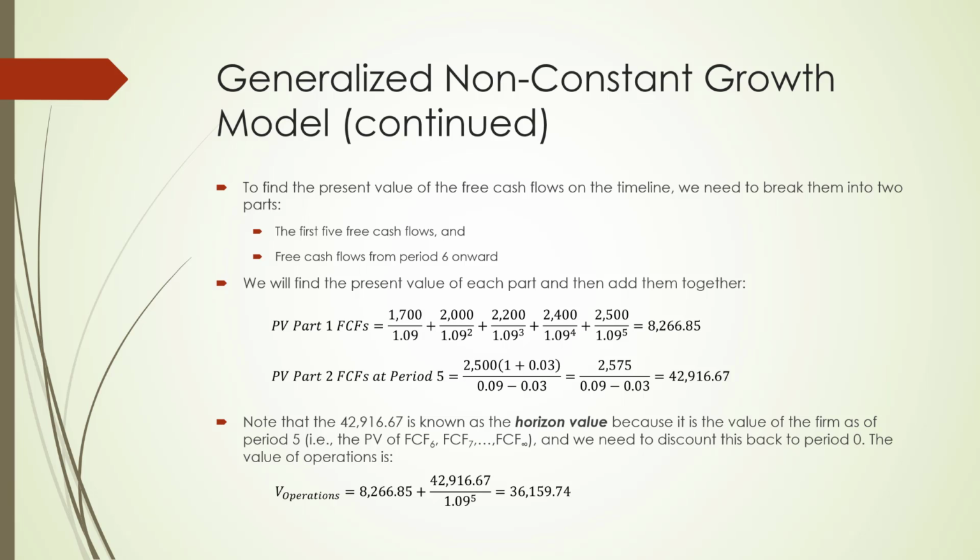And so we're going to need to discount that from period 5 back to period 0. So the 42,916.67, that's our horizon value. And so when we discount that back to period 0 and add that to the present value of the first 5 free cash flows, we get a value of operations of 36,159.74.